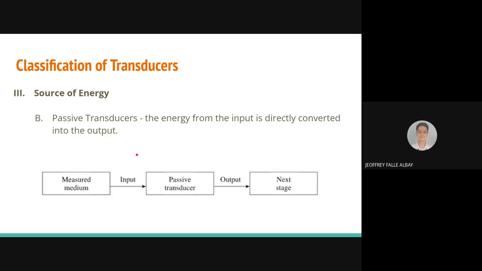Next is the passive transducer. The energy from the input is directly converted into the output. Below is its block diagram. For example, a thermocouple is a passive transducer where the heat energy, the measured medium, is absorbed from the input, then converted into electrical signals. Next slide.